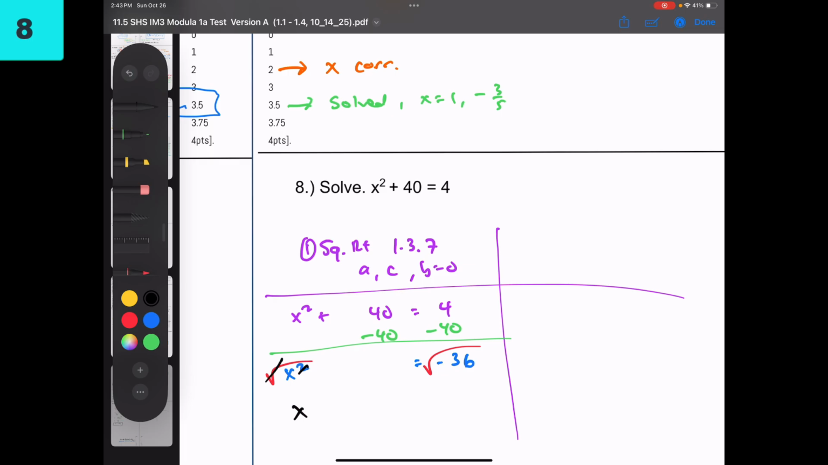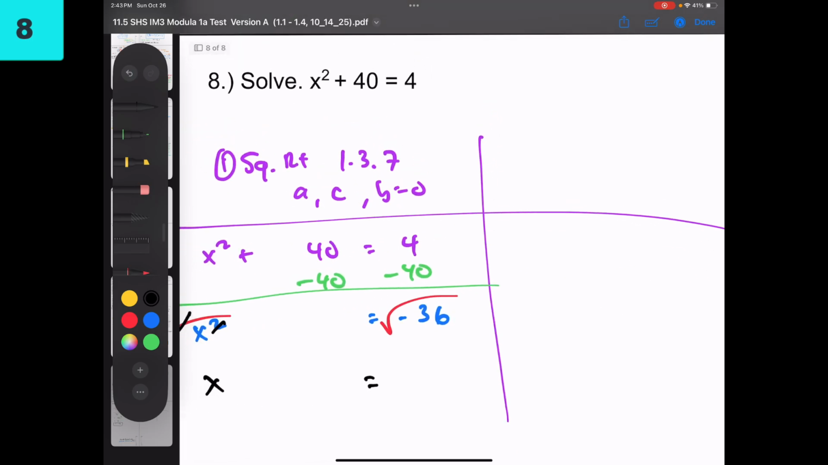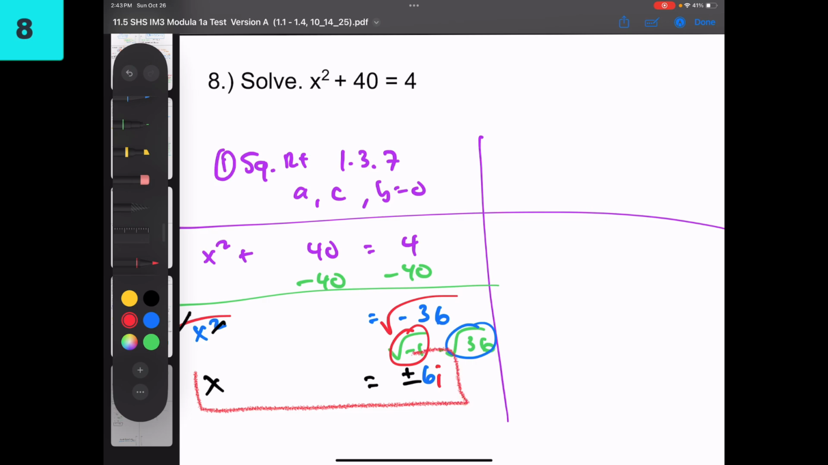Cancel that, you have x equals, and remember, you need the plus or minus. You do that right after taking the square root of an equation. You have -1 and 36, so the square root of -1 is i, and the square root of 36 is 6. So your answer is x equals plus or minus 6i.